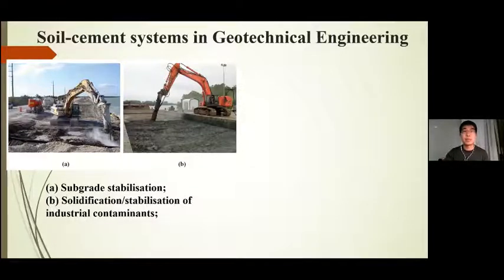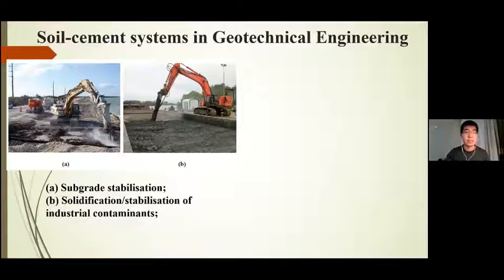Basically, when we encounter difficult, problematic, or weak soils, we want to improve the ground so that the soil can have the engineering properties we're looking for. And then we can construct the infrastructure either in the soil or on the soil. So here are some examples of the soil cement systems we use in civil engineering.